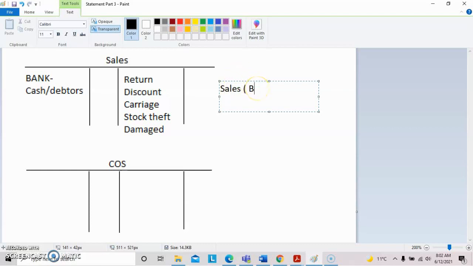Let's say our sales here are 100,000, so the bank for us is 100,000, so you put your 100,000 here, right? And then you will minus your returns. Let's say the returns is 1,000 rand. You say minus 1,000 rand, right? And then minus, let's say there was a discount of 500 rand, then you say minus 500 rand for discount.